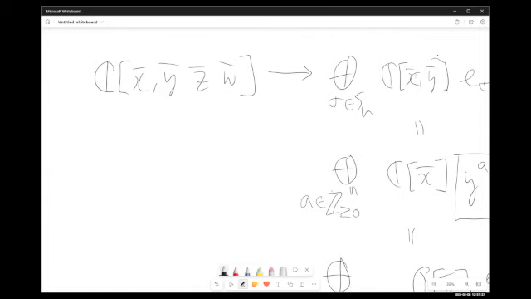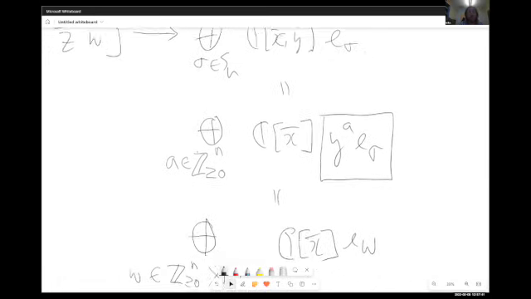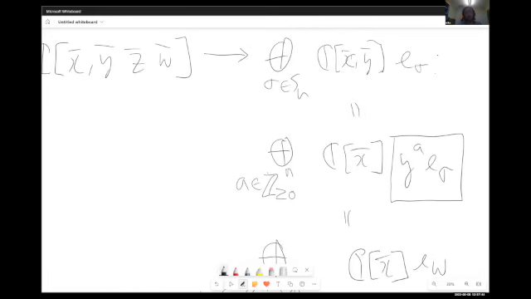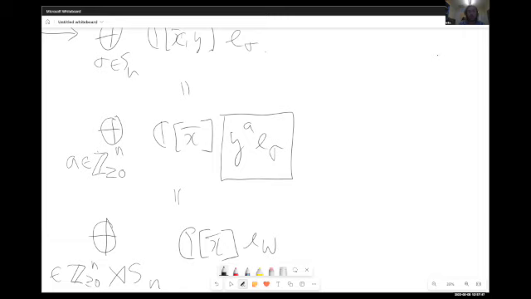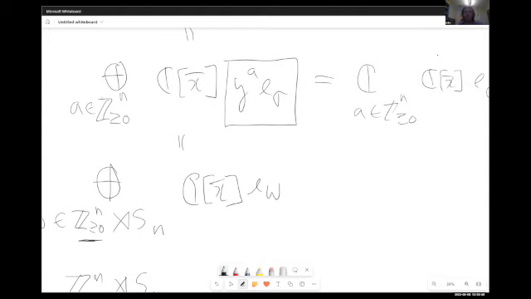Question. In this direct sum, could you interchange X and Y? In this direct sum, no, what I could do is I could interchange Y and W. So I could write this like this. A in Z greater than or equal to 0, C of X and then E sigma and then W to the power of A. And so this would be kind of like the semi-direct product, but on the right.